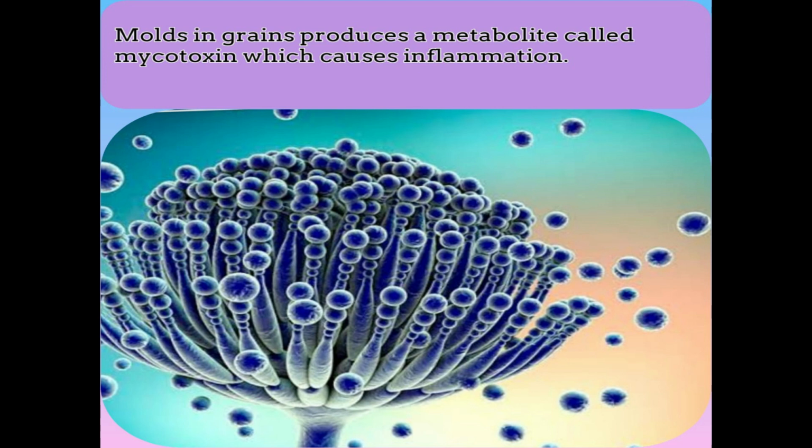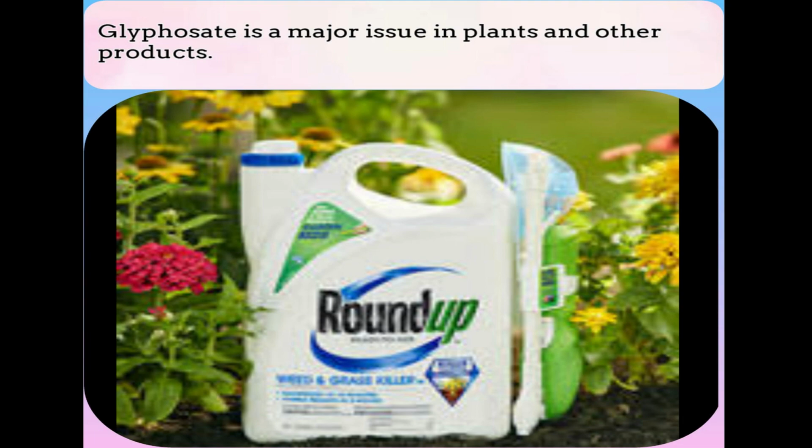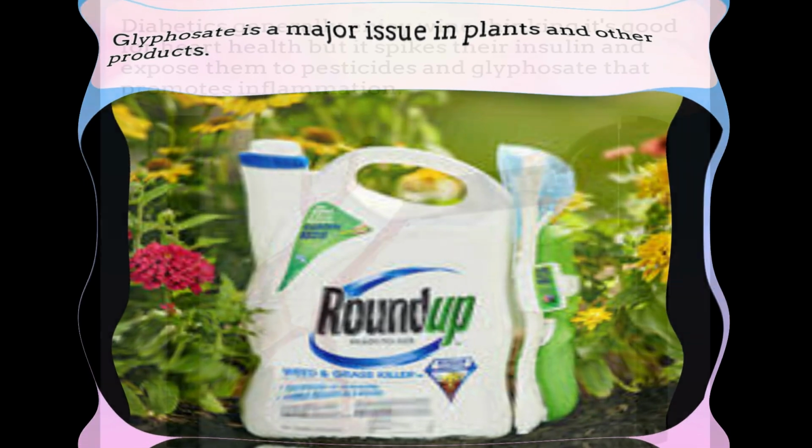Mold produces a metabolite called mycotoxin. Mold creates toxin compounds that create inflammation. A lot of grains are heavy in molds and mycotoxins. Glyphosate is also a major issue in grains and other products.